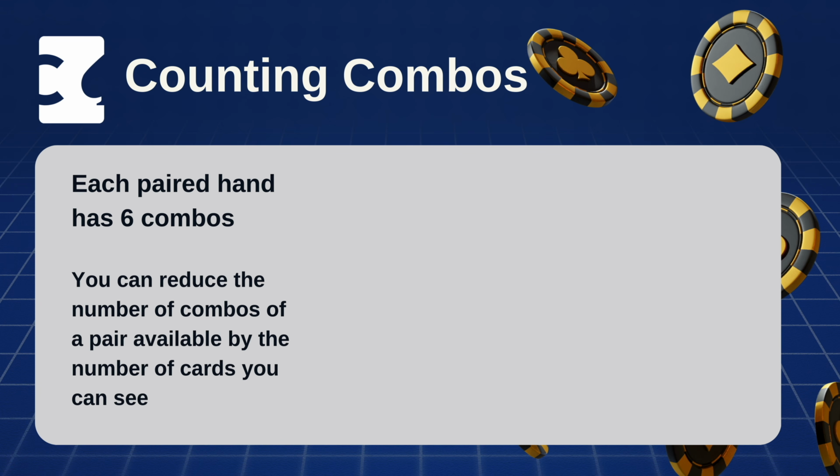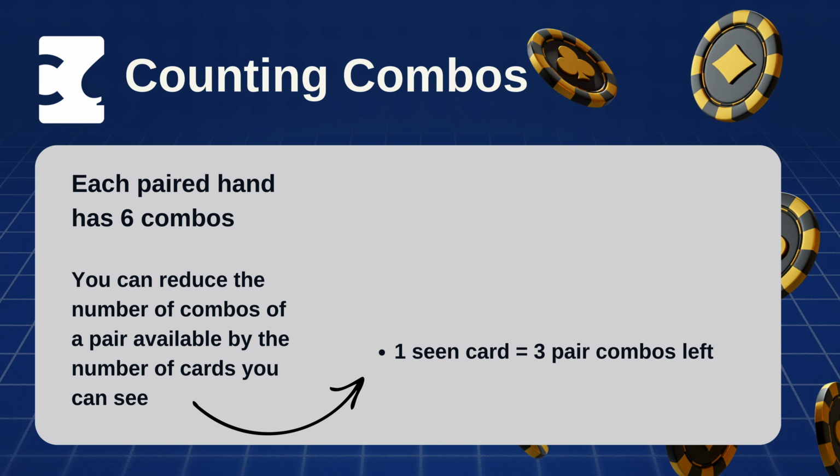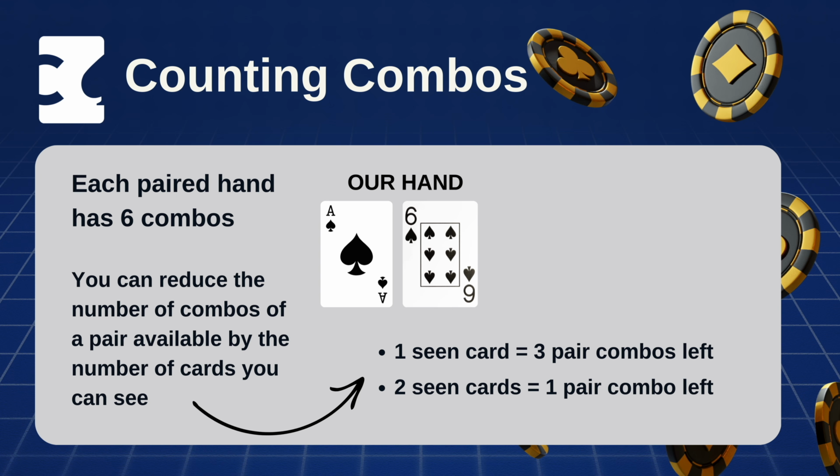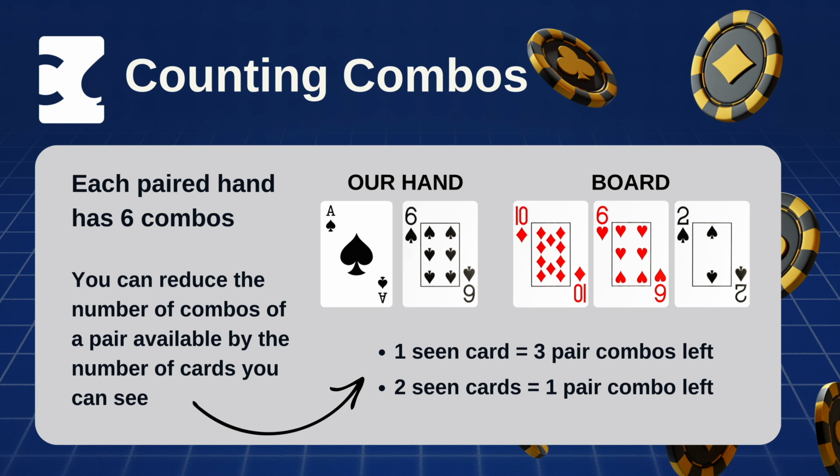You can reduce the number of combos of a pair available by the number of cards you can see. 1 seen card makes only 3 combos of the pair available, and 2 seen cards equals 1 combo left. So if we hold Ace 6 of spades and the board is 10-6-deuce, there would be 3 combos of ace-ace available because we have an ace. There would also be 3 combos of 10-10 available because a 10 is on the board. There would only be 1 combo of 6-6 remaining because we have a 6 and there is a 6 on the board.